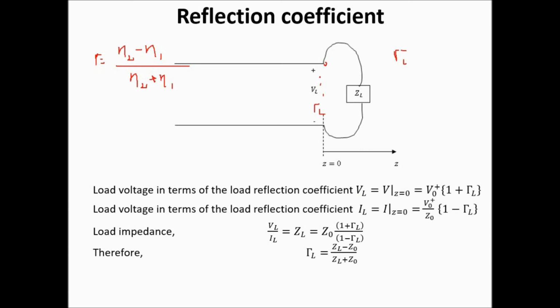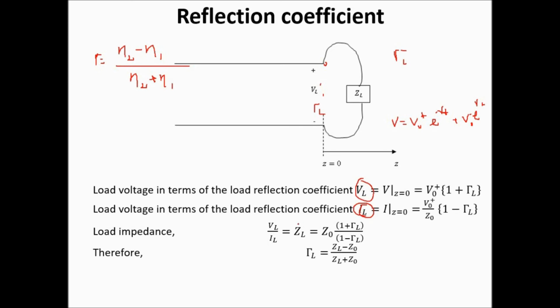So here the voltage at this point will be the voltage at Z equal to 0, and you know the total voltage expression is V0 plus e to the power negative gamma Z plus V0 minus e to the power gamma Z. Now if you put Z equal to 0, it will be V0 plus plus V0 minus. If you take V0 plus as a common factor, you will get 1 plus gamma L. Similarly, the current will be V0 plus over Z0 times 1 minus gamma L. But this voltage is VL, the load voltage, and at the load the current will be IL.